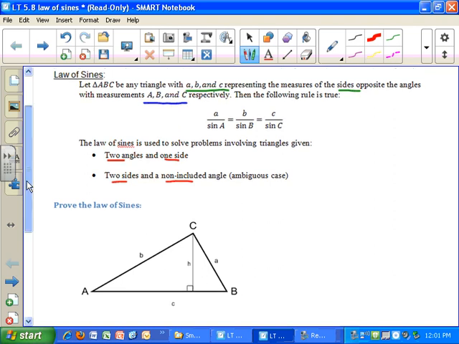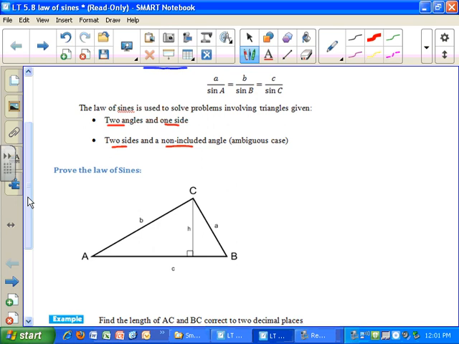Before we just use this rule, I want to show you why it works. If we're given this triangle ABC, and that triangle is not necessarily a right triangle, so we don't know that that's a right angle, or that's a right angle, it doesn't matter, we'll still be able to use this law of sines.